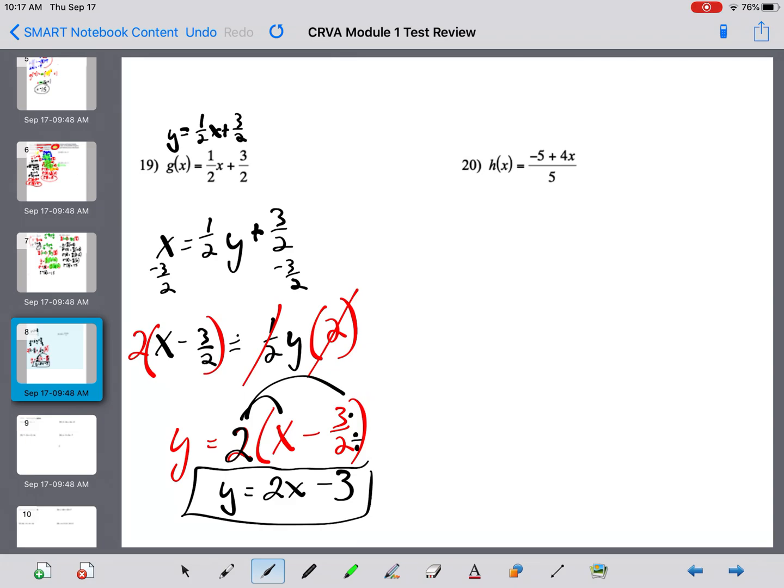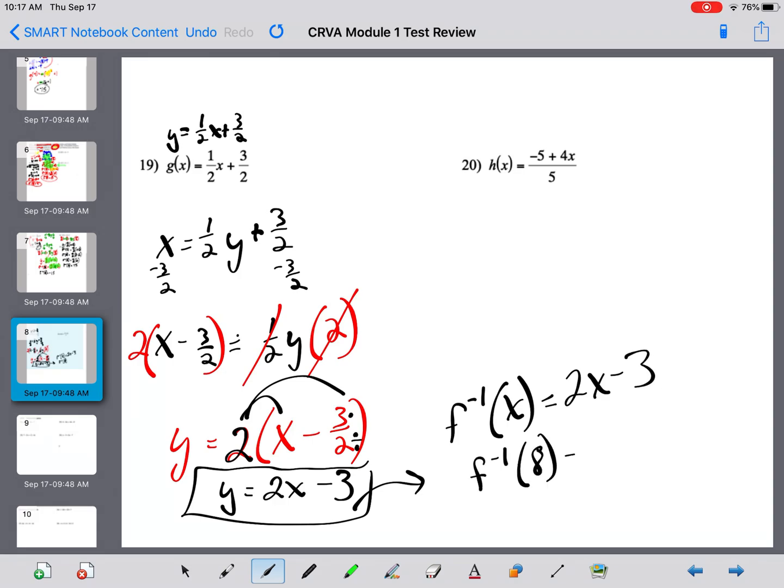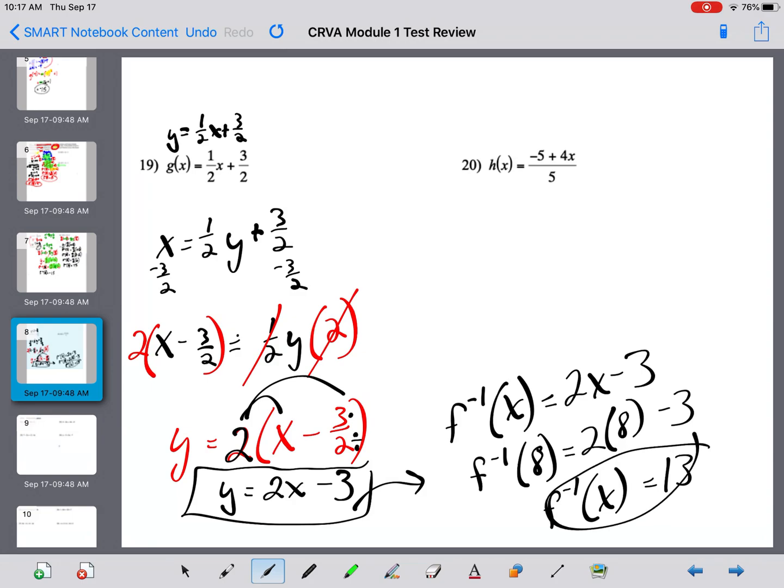But let's rewrite it. I got excited. Nope. Let's rewrite it in function notation. So the inverse function of f of x is 2x minus 3. Now let's plug in a value. So let's evaluate the inverse function of f of x at 8. So plug in 8 for x, and you get 16 minus 3 is 13. Boom. There we are. Evaluating the inverse of a function at a value.